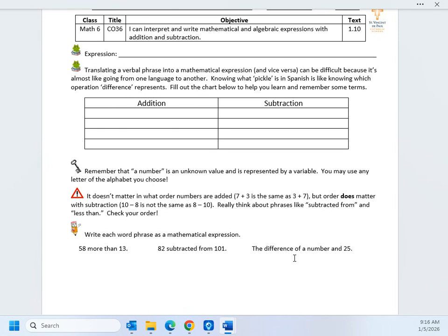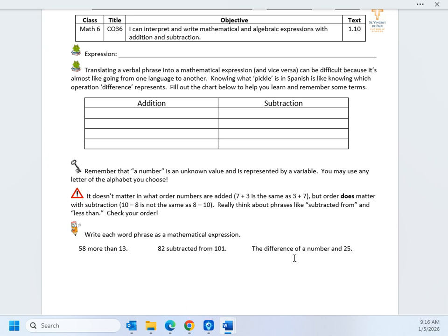All right, so today we are starting with CO36. I can interpret and write mathematical and algebraic expressions with addition and subtraction. Whew, there's a lot in that objective. So we're going to break it down on what that actually means. First thing we have to know is what is an expression?